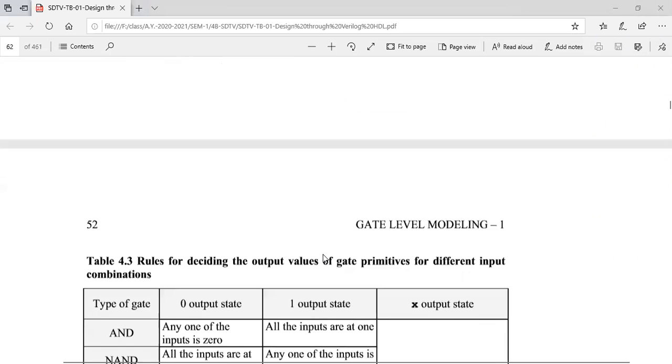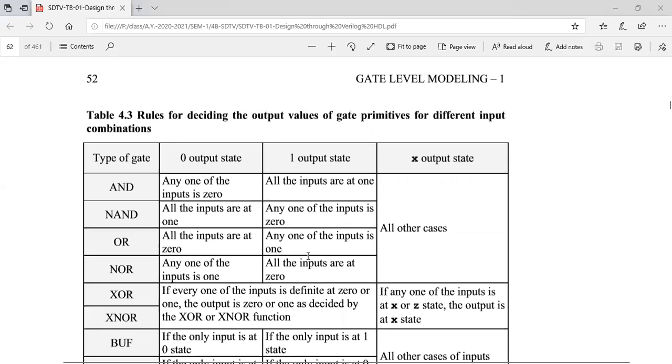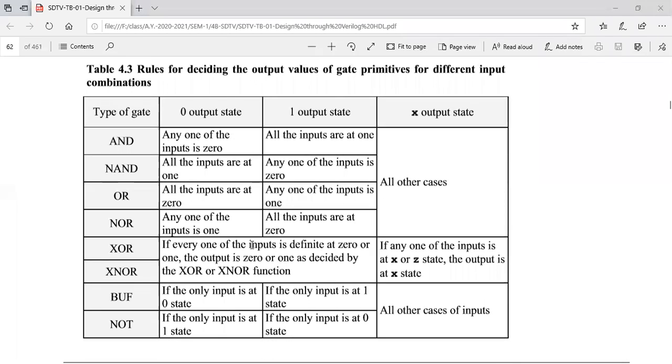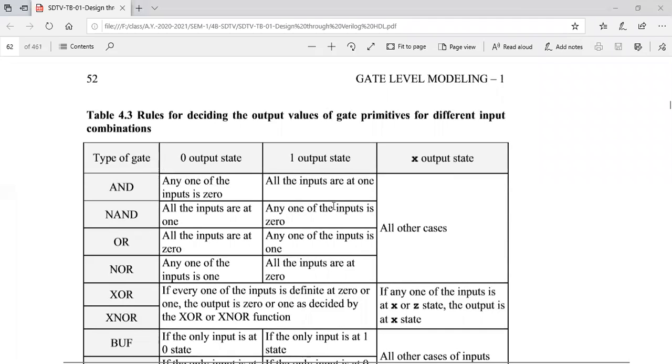Next class we'll see how to write the truth table. We know for what values of inputs what the output is. For an AND gate, the output goes to the 0 state when any one of the inputs is 0. If any one of the inputs is 0, the output automatically goes to the 0 state. When will the AND gate output be 1? Only when all the inputs are at 1.